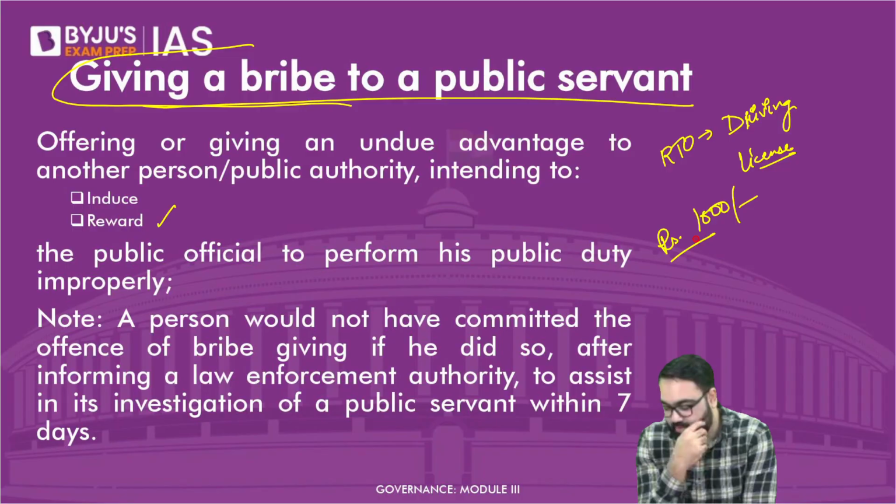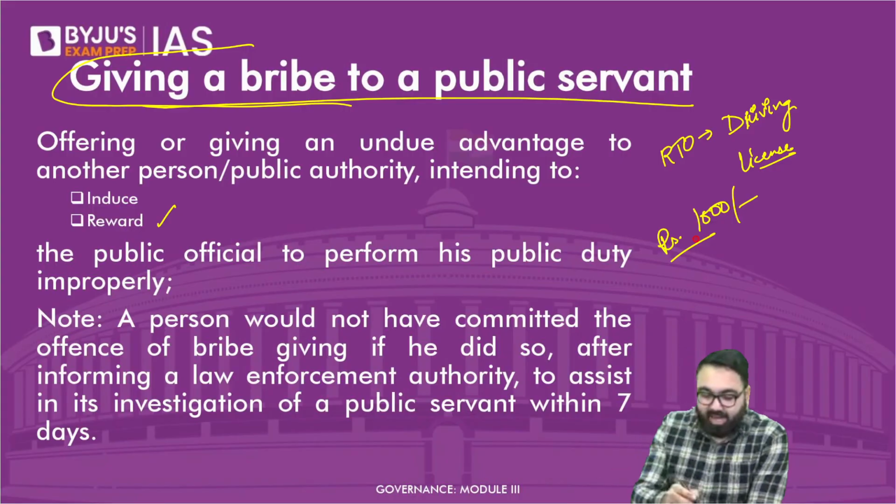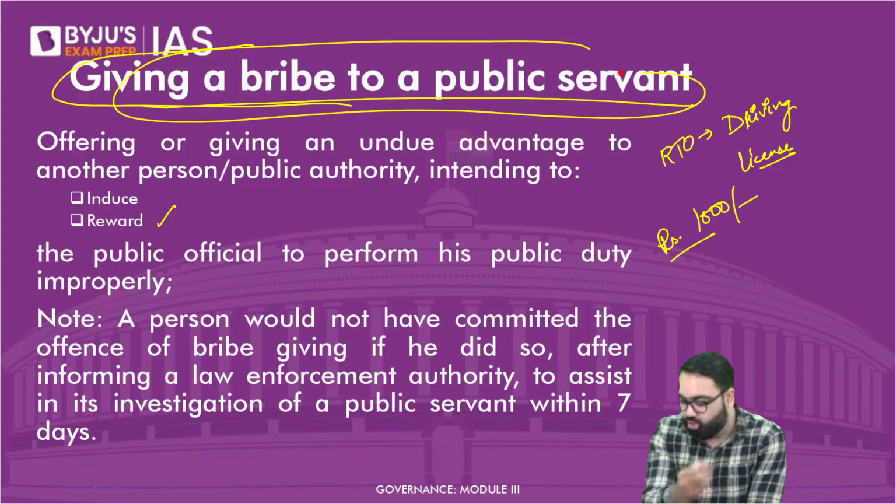Now, what would you do? Obviously, you want the passport. You want a driving license. So what do you do? You will give the bribe, right? You will have to give the bribe no matter what. Now, the problem is giving a bribe is also an offense. You don't want to commit the crime.